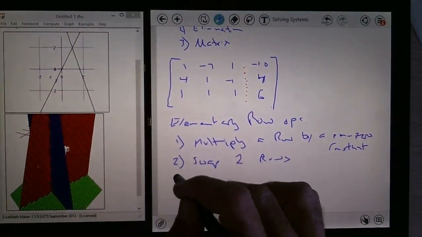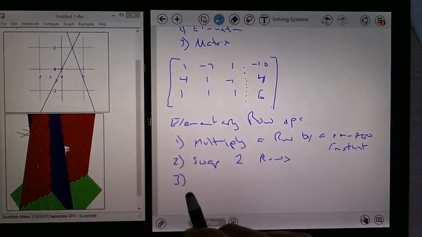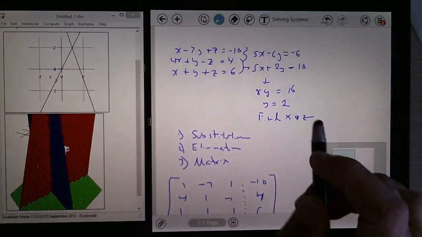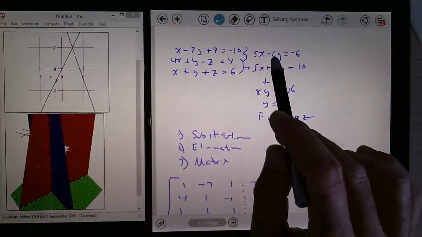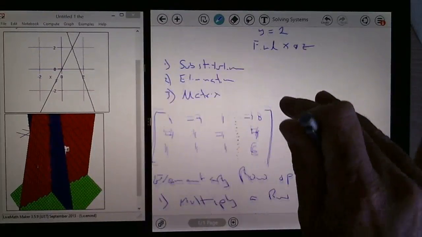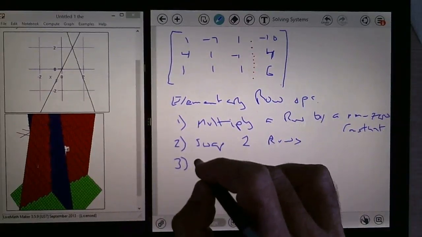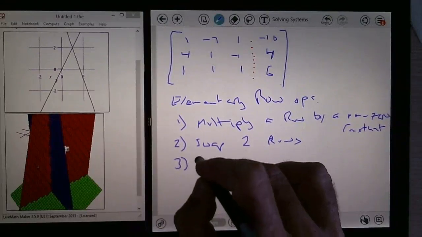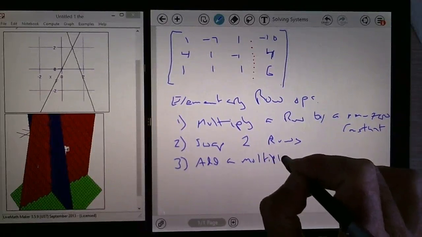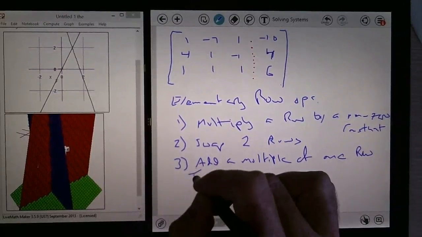And lastly, that's a 3. What were the kinds of things I did when I think about what I was doing to solve this system? Like from here to here, I multiplied one by -1 and added it onto the other. That's exactly the thing that I want to put down here. I want to say that I can add a multiple of one row to another.